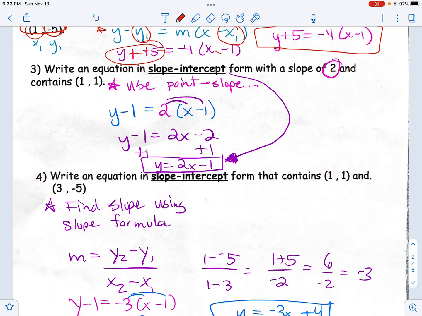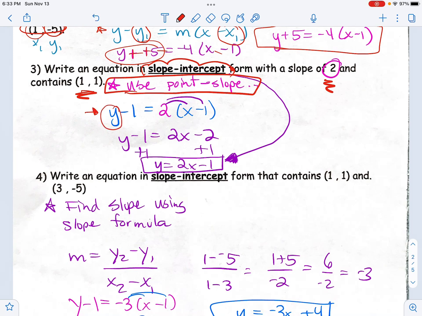Now on number 3, I use the point slope form because I'm given a point and a slope, and I'm trying to solve for slope intercept form, or y equals mx plus b. So I put it in that form, and then I solve for y. I distribute the 2, and I isolate y, and I get y equals mx plus b, which is y equals 2x minus 1.